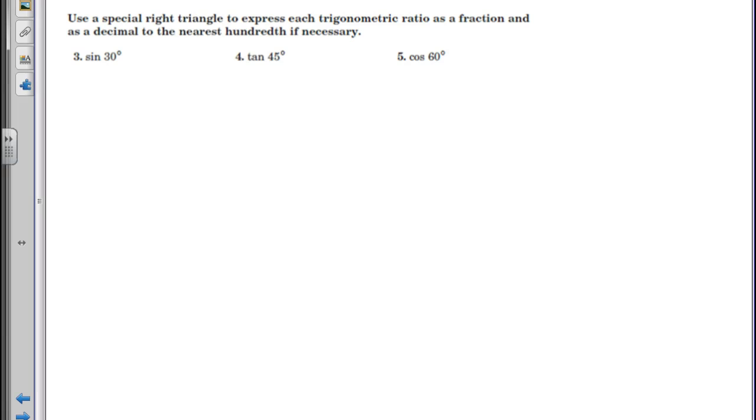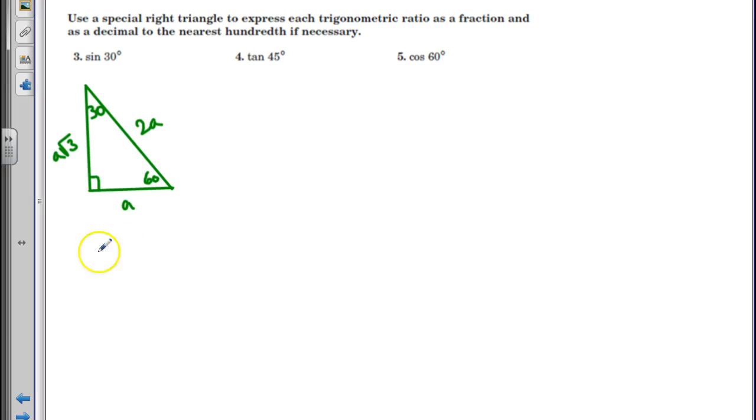All right, so let's talk about our special right triangles that we learned in the previous section and how that relates here. It says use a special triangle. We know this special triangle, don't we? 30-60 right triangle. We know the 30-60 right triangle comes from an equilateral triangle. We know the ratios of the sides are A, A times the square root of 3, and 2A.